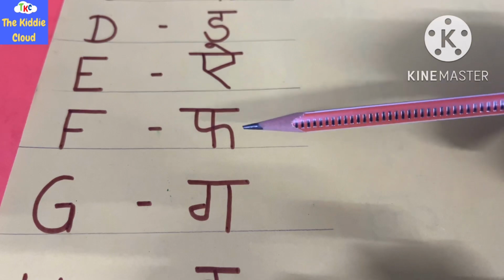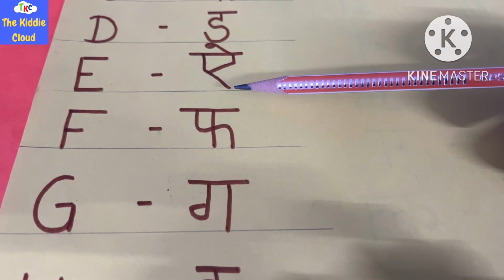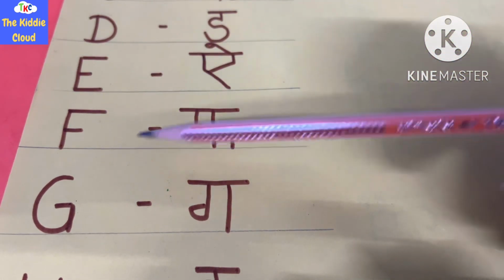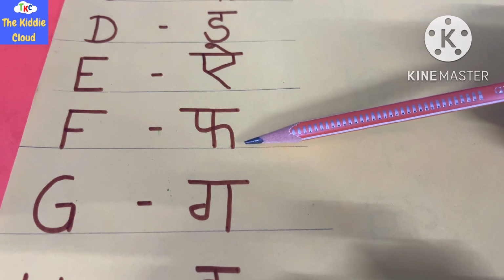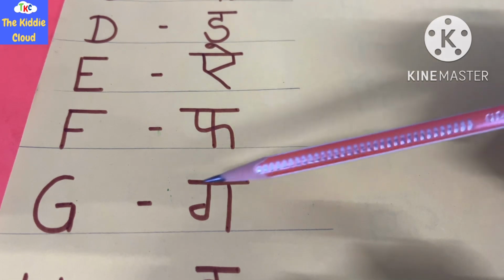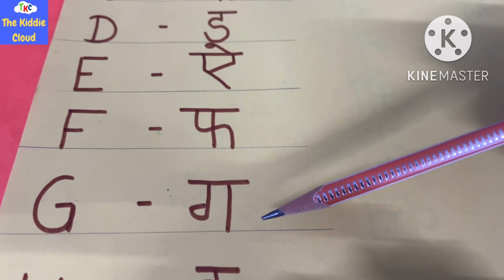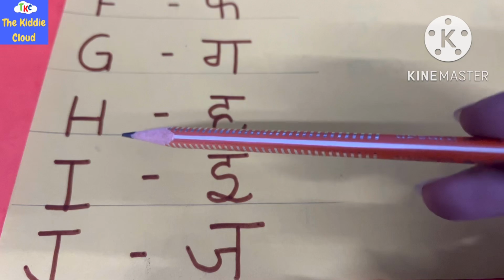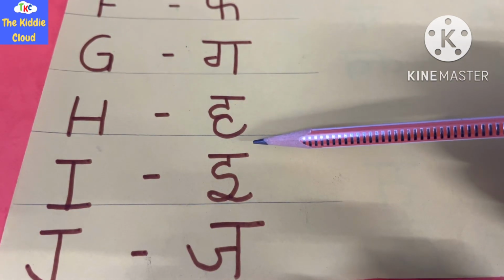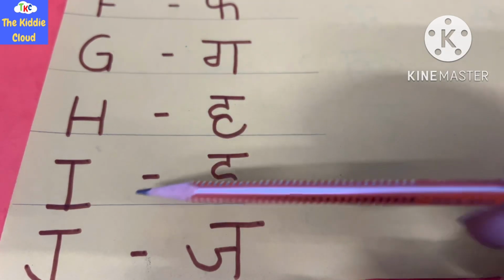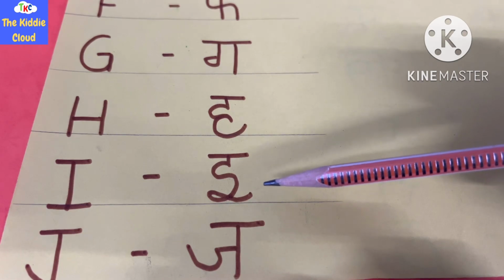E says, elephant. ए और ई में कुछ सिमिलर साउंड होते हैं बट उसमें कुछ एक माइनर सा डिफरेंस है. लेट मी नो इन द कमेंट सेक्शन इफ यू वांट अ प्रॉपर वीडियो ऑन दैट. एफ सेज फ फैन. जी सेज ग गन. साउंड को रिपीट करिए. एच सेज ह हैट. आई सेज ई इग्लू.